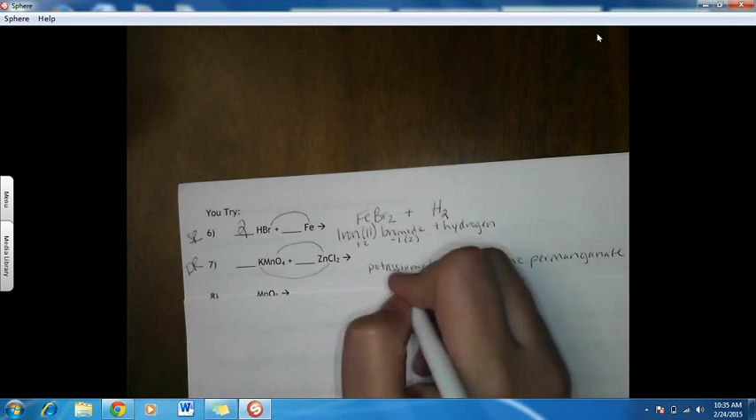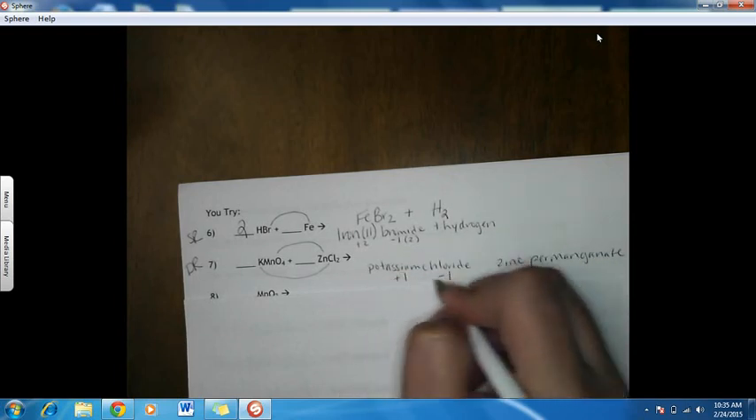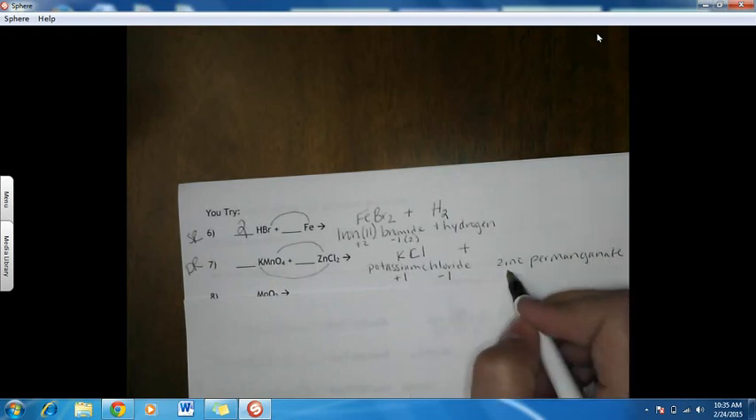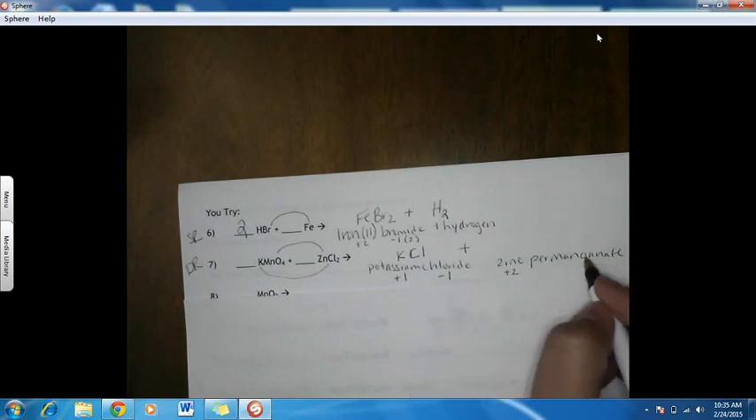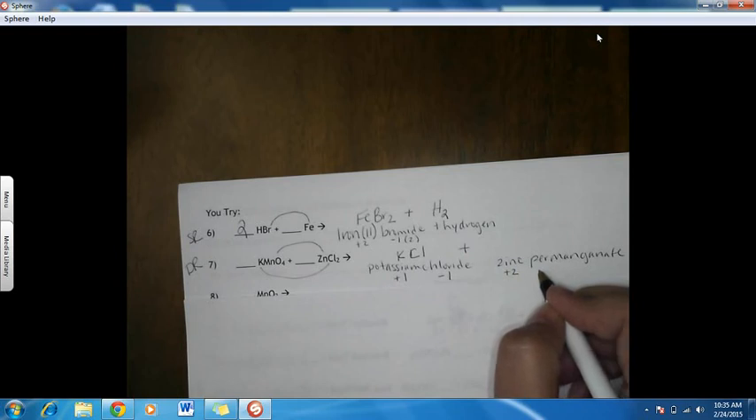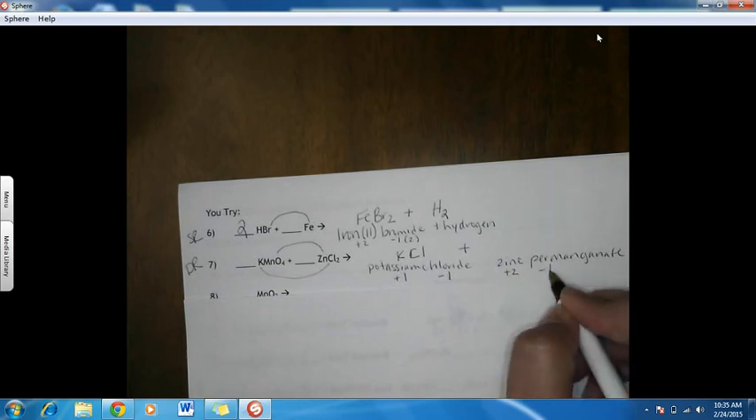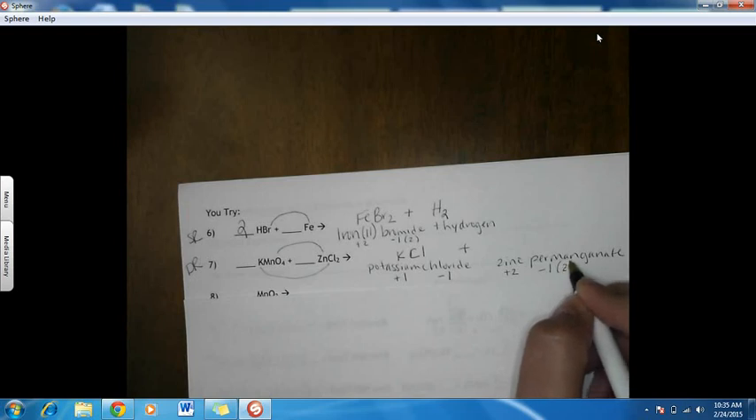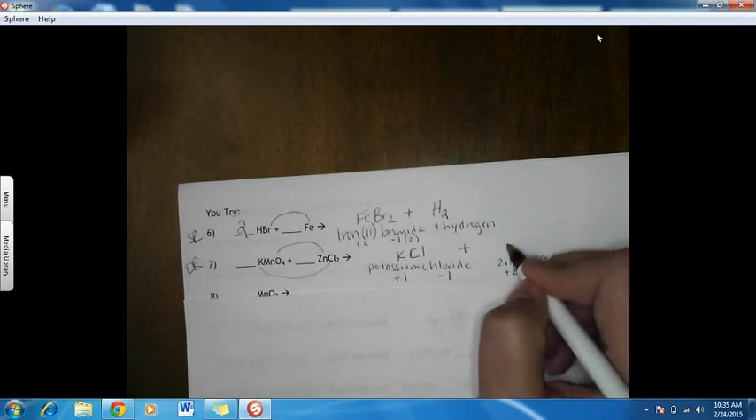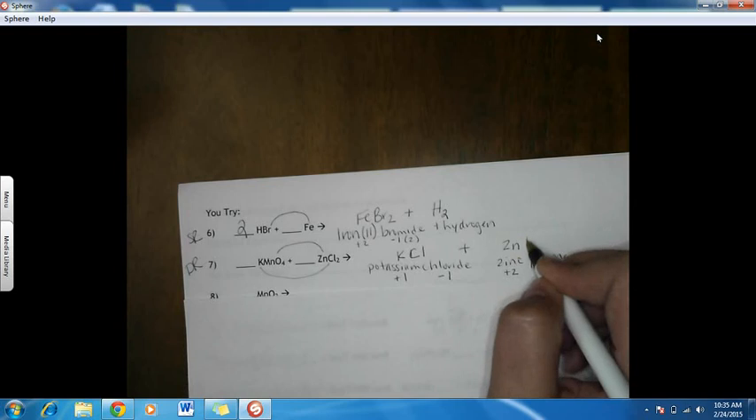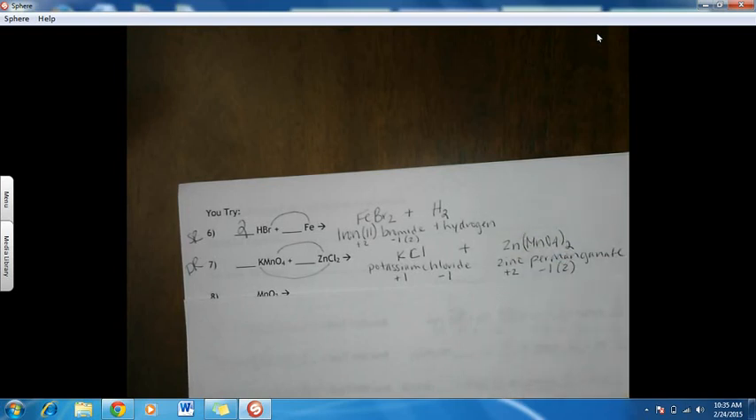Alright, so we find what's the charge of potassium. It's in group 1, so it's plus 1. Chloride, minus 1. So that adds to 0, so we just have 1 of each. So we have KCl. Plus zinc is always a plus 2. Permanganate we find on our polyatomic ion chart. It's a minus 1. That does not equal 0, so we'd have to multiply by 2. And so here we would have zinc permanganate, Zn(MnO4)2.